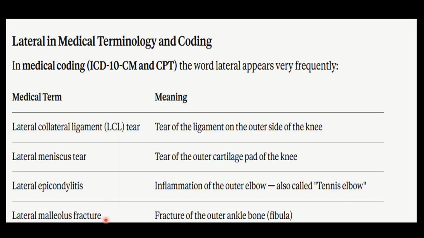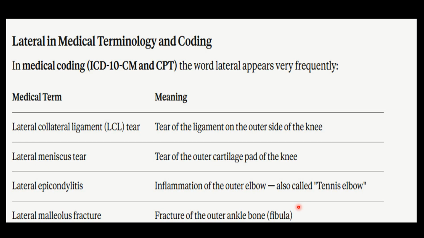Lateral malleolus fracture means a fracture of the outer ankle bone, that is the fibula. So these are all examples of medical coding related terms. Although there are many other examples, and these are not enough, at least you have an idea how to identify the meaning of a term by looking at this kind of directional term.